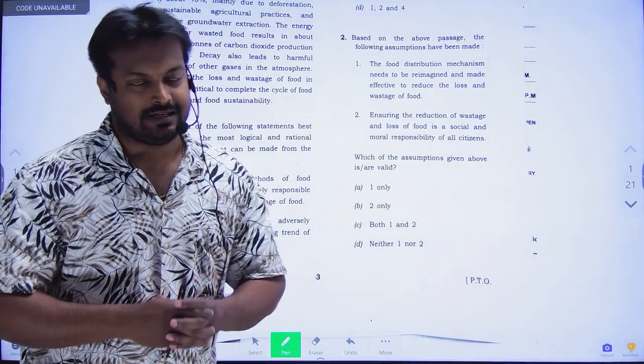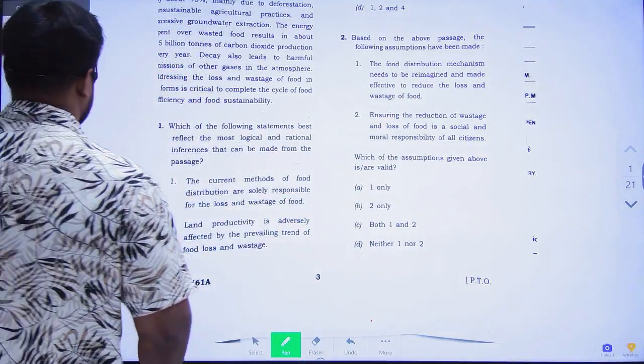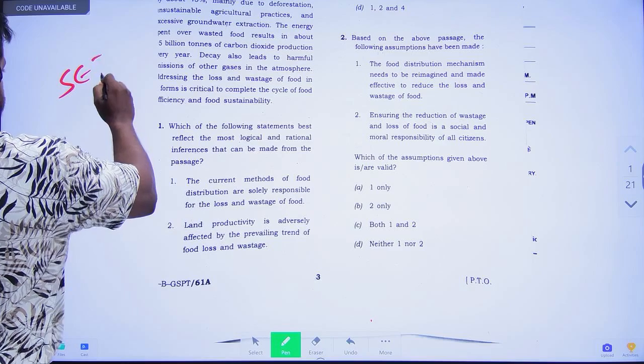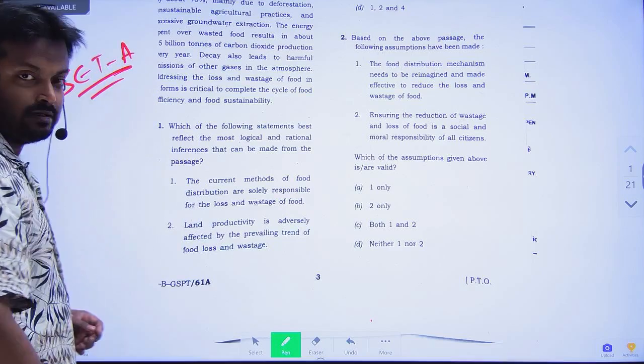Hello everyone, let's discuss the CSAT paper. The set which I am solving right now is set A. Fine, let's begin.